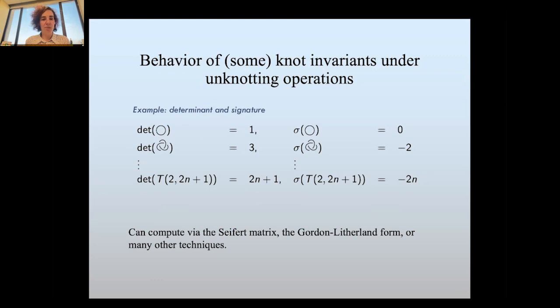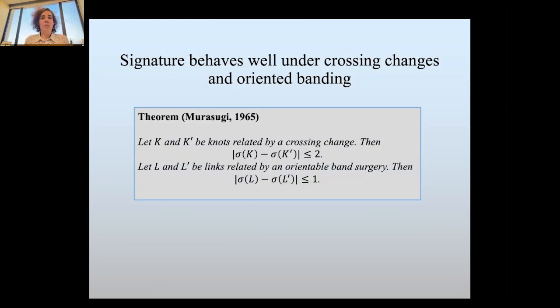So determinant and signature behave pretty well with respect to crossing changes, bandings. Signature in particular behaves very well under crossing changes and oriented bandings. It's a classic theorem of Murasugi from the 60s that says if you have a pair of knots related by a crossing change, the absolute value of the difference of their signatures is at most 2. And likewise, if you have a pair of links related by an orientable band surgery, then the absolute value of the difference of their signatures is at most 1.